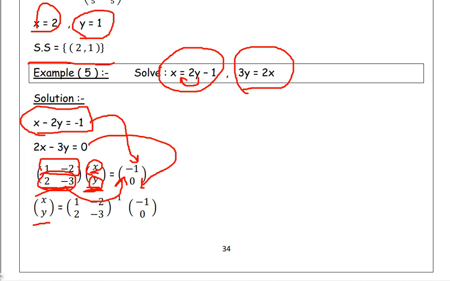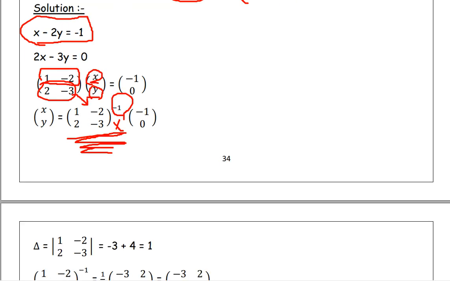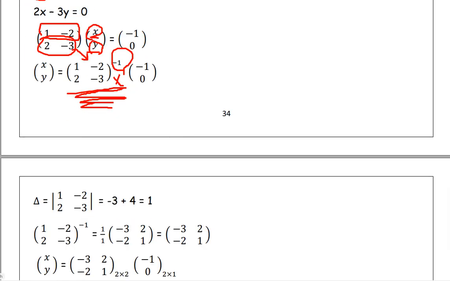As we know, negative 1 here means the multiplicative inverse of the matrix, and then we will multiply it by negative 1, 0. So our mission now is to find the multiplicative inverse of this matrix. The first step to find the multiplicative inverse of any matrix is to find its determinant. The determinant will be 1 by negative 3 minus negative 2 by 2, so the answer is 1.